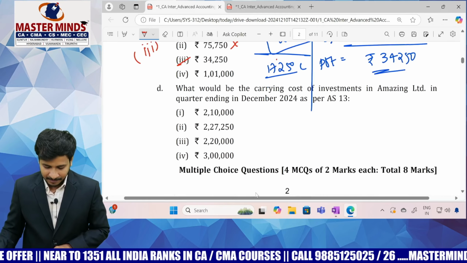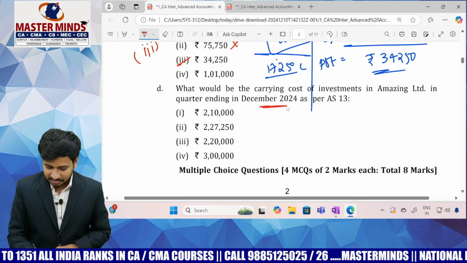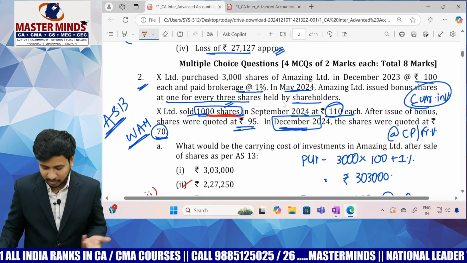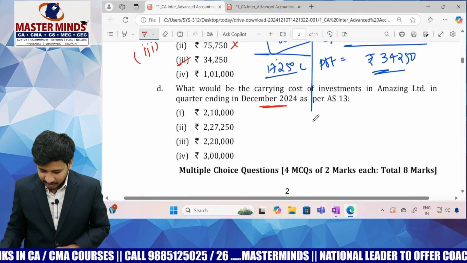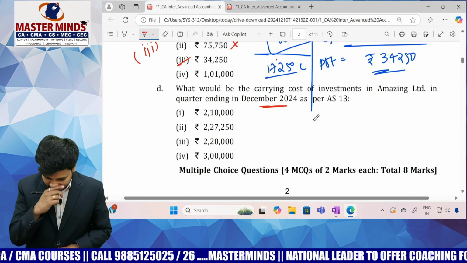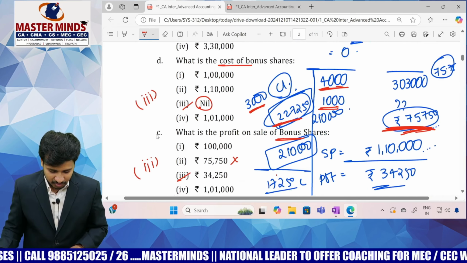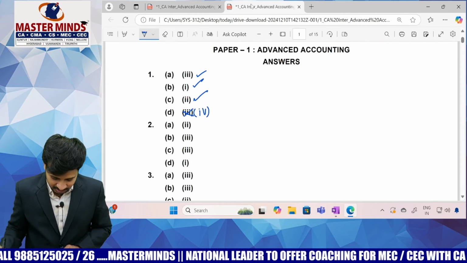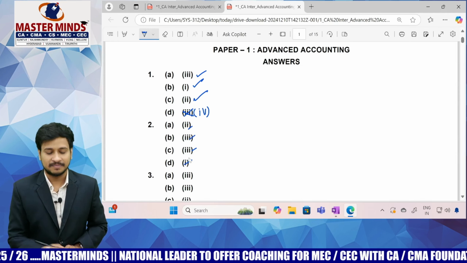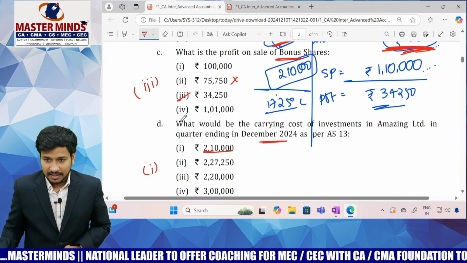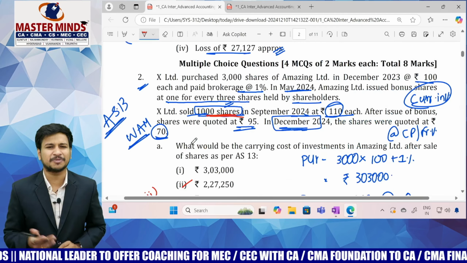Take more care. What would be the carrying cost of investments in the quarter ending December 24? Okay, it might not be year ending, but somehow it's quarter ending. Anyways, it must be valued at cost or fair value, whichever is lower. So which comes to rupees 2,10,000. So option number 1. And the answer should be 2331. Cross check. 2331, which is perfect. And my dear children, that is the end of question number 2. To tell you, it's a problem.